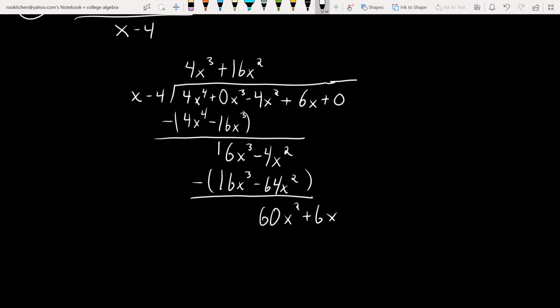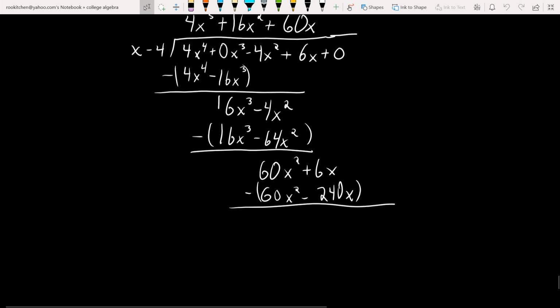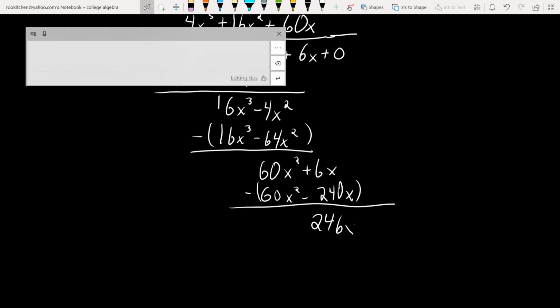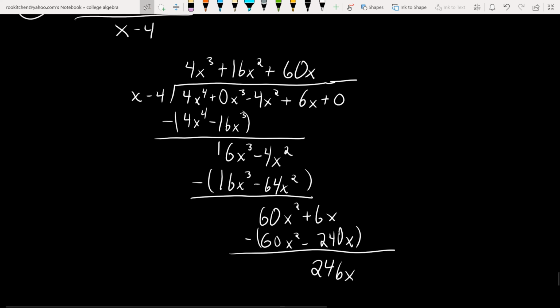Then bring down the next term. So what times x is 60x squared? Well, that will be 60x. So you'll have 60x squared, minus 60 times negative 4 is minus 240x. And then you have to subtract: 60x squared minus 60x squared is 0. 6x minus negative 240x, that's going to be 6x plus 240x, which is 246x, and then what times x will give me 246x, so plus 246.